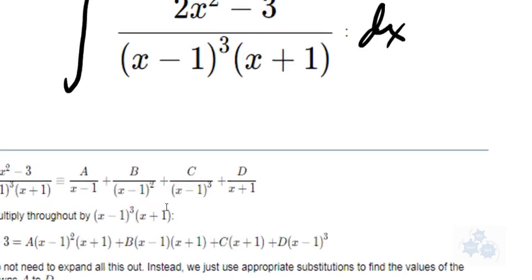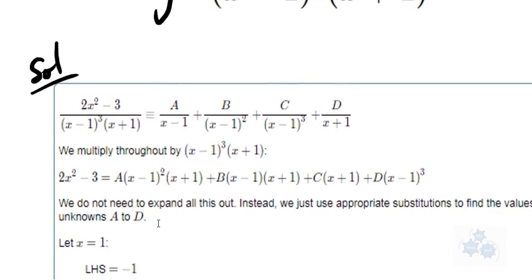So the first step is to split this up into partial fractions, which is a repeated multiplication in the denominator. And this is a separate factor there. So this one can be split up as A over x minus 1 plus B over x minus 1 squared plus C over x minus 1 cubed, leading up to this 3, plus D over x plus 1.